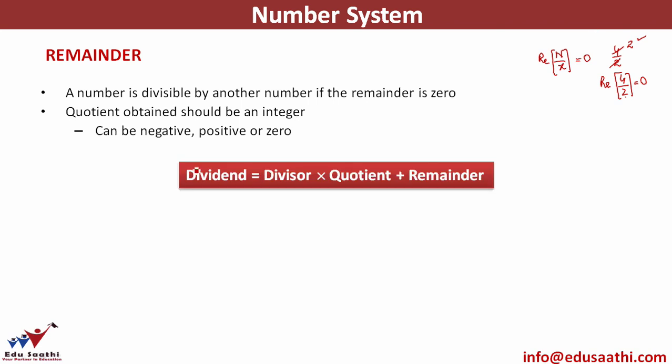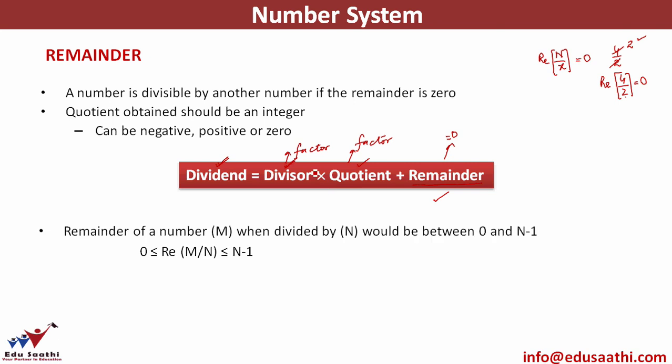So dividend, the number that you are dividing, is divisor into quotient plus remainder. So if the remainder turns out to be 0, that means your divisor is exactly dividing the dividend, or I would say your divisor is a factor of the dividend. In fact, the quotient will also come out to be a factor of the dividend if the remainder is 0. If there is some remainder, then the divisor and quotient are not the factors of the dividend.